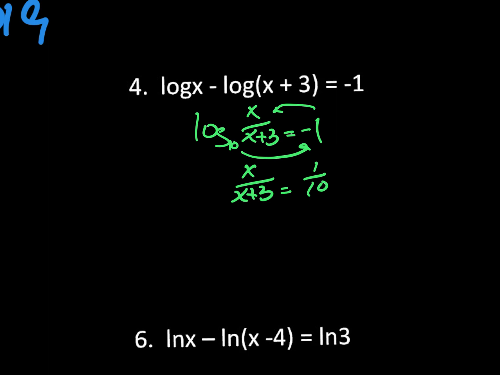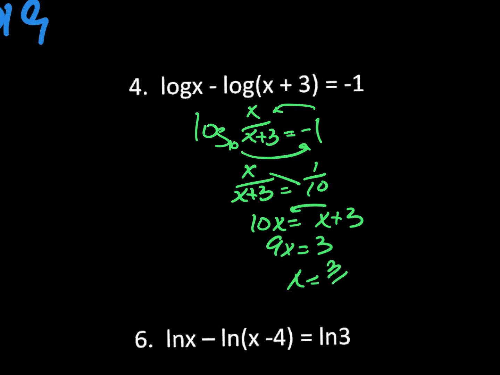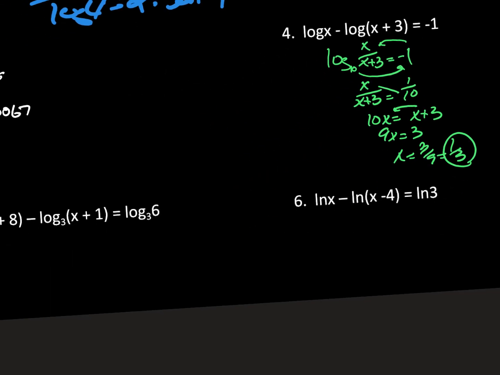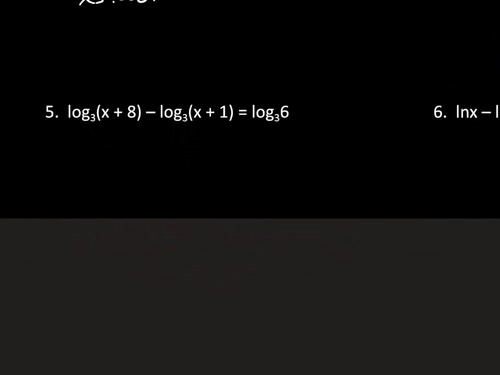It's 1/10. And because I have one fraction on each side, I'm going to cross multiply here. 10 times x and 1 times x plus 3. Move that x over. 9x is 3. Divide by the 9. You get 3/9, which is really 1/3. Number 5, very similar, yet a tad bit different.